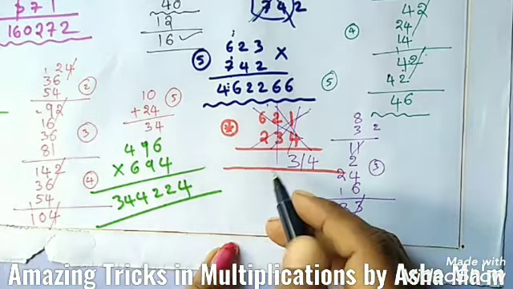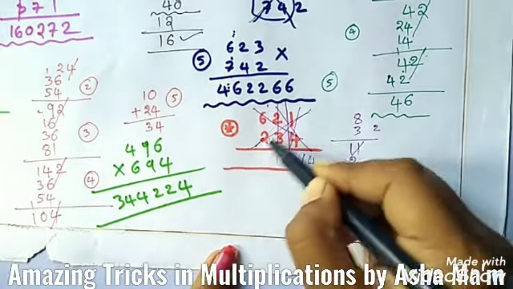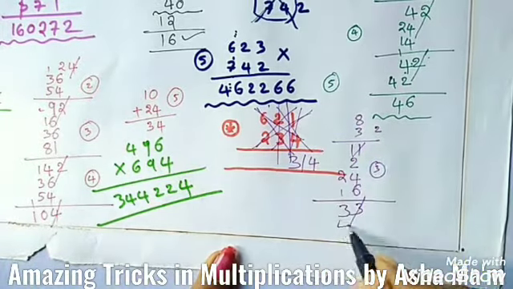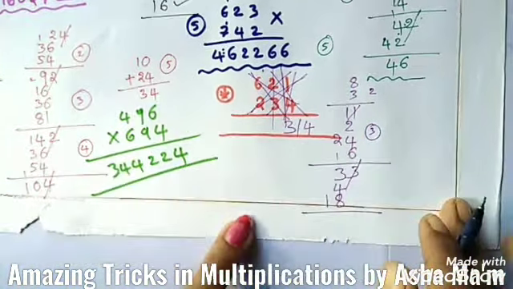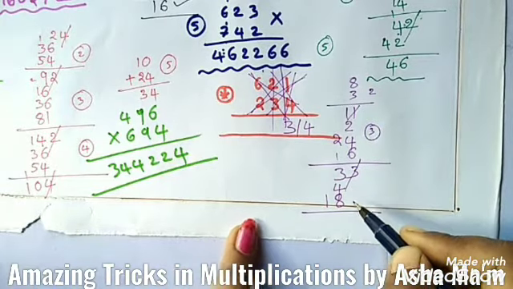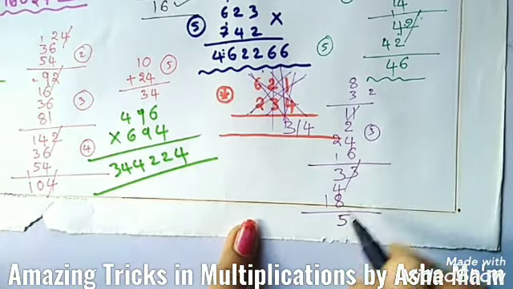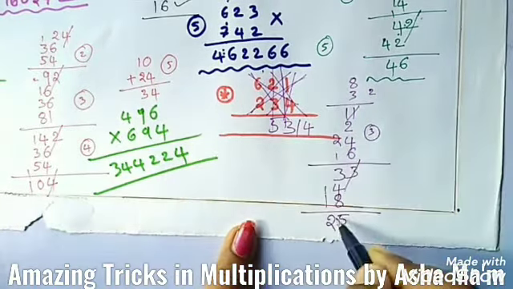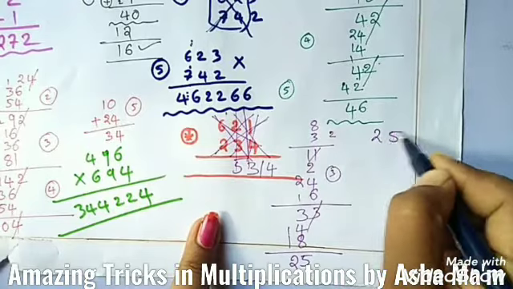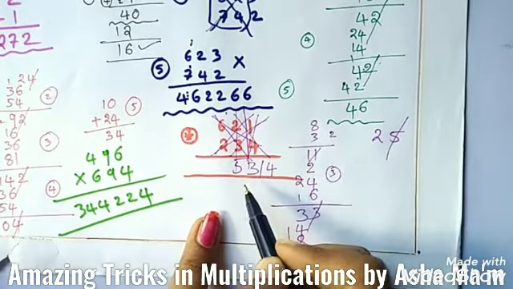Now step 4. In step 4 only these two numbers, just like this. 2 2s 4, 6 3s 18, like this. 8 plus 4 12, 12 plus 3 15, so here 25. 5 should be here, 2 is carried forward. This 25, 5 we have written here.